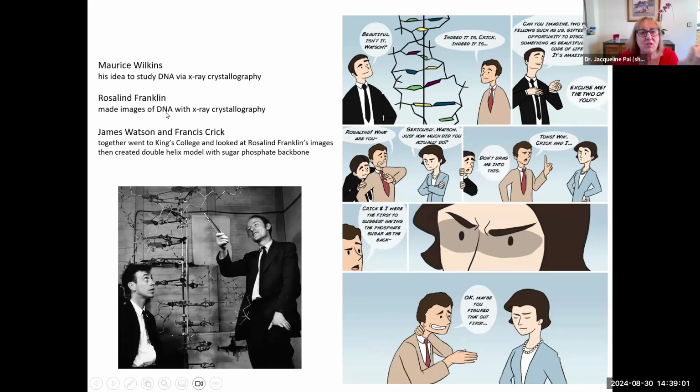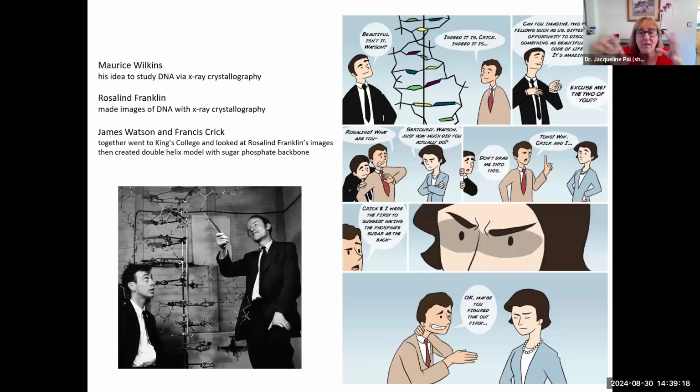She was making images of DNA with X-ray crystallography. So she was doing X-rays of DNA, and she could see the shape, and she could see between the backbone, it was an equal shape.